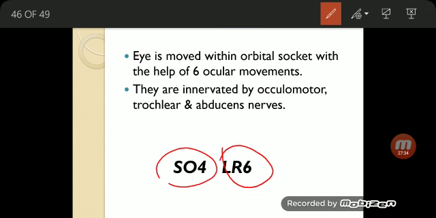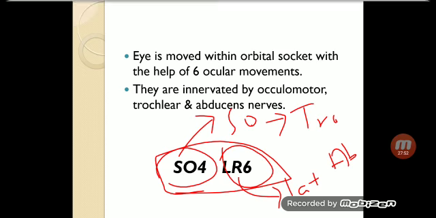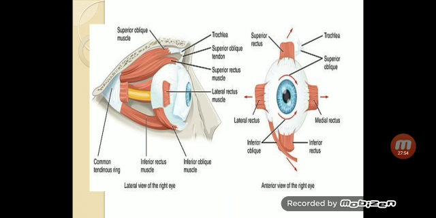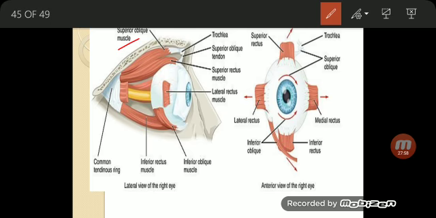This SO4, LR6, you can remember as a mnemonic. SO4 is superior oblique, which is innervated by the trochlear nerve, that is the fourth cranial nerve, and LR6 is the lateral rectus, which is innervated by the sixth cranial nerve, that is the abducens nerve. In this image you can see the extrinsic muscles: superior oblique and superior rectus, lateral rectus, inferior oblique, inferior rectus.